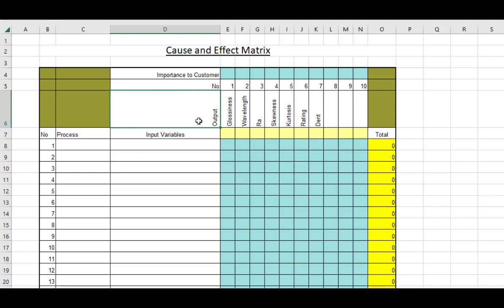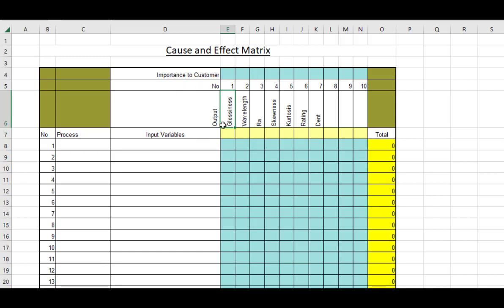Next, we give or prioritize the outputs here based on the customer. So based on the importance to the customer, which ones are the most important? The most important output will be given scale 10, and the output that is not important to the customer will be given scale 1. In between, we can give the rank based on the importance.